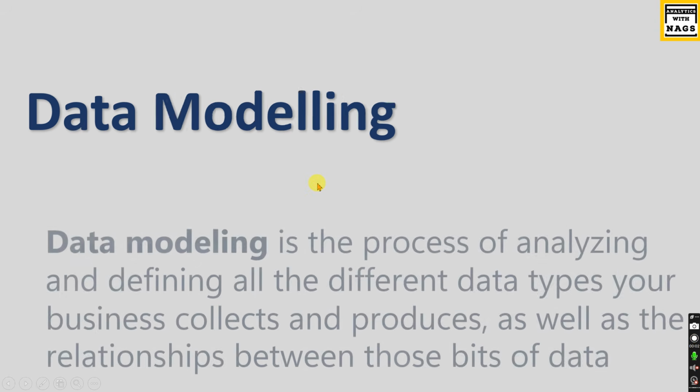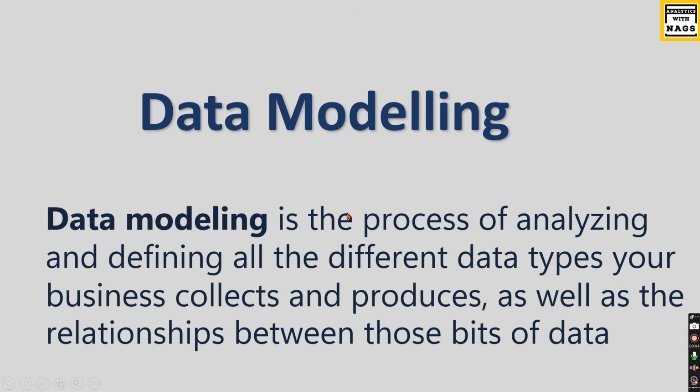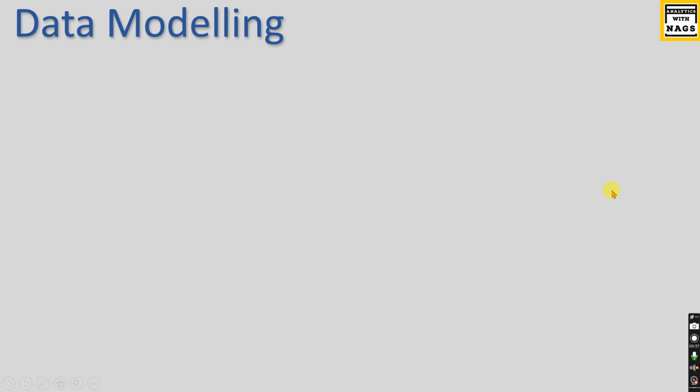In this section, we are going to see about data modeling. Data modeling is the process of analyzing and defining all the different data types your business collects and produces, as well as the relationship between those bits of data. So basically you have data from different tables. You need to define proper data types and create a relationship between them, and if you need, you can create additional columns and measures on top of it. So that is what is defined as data modeling.